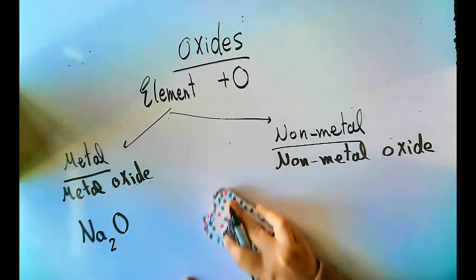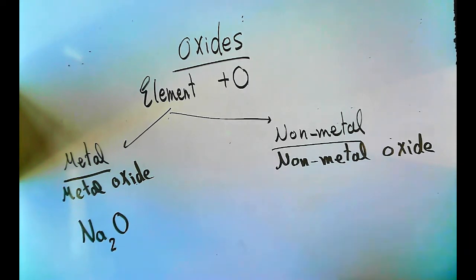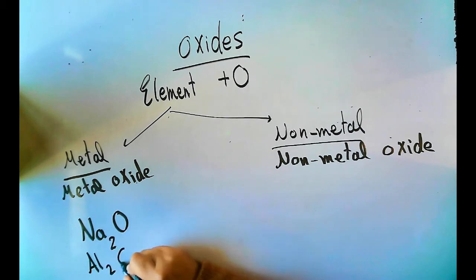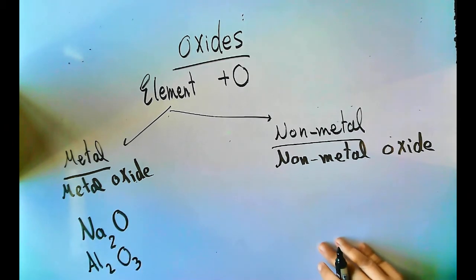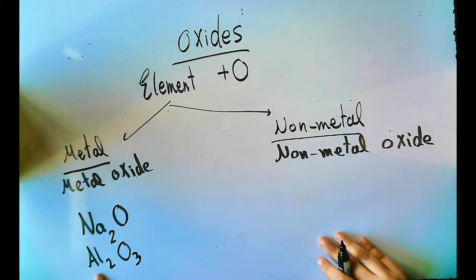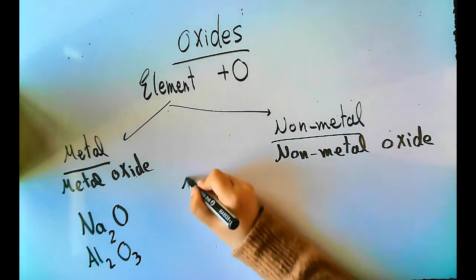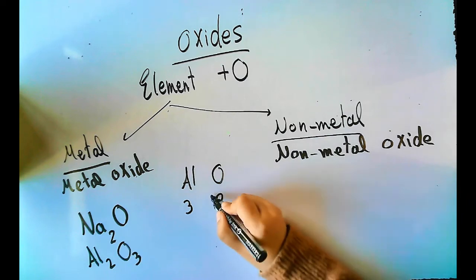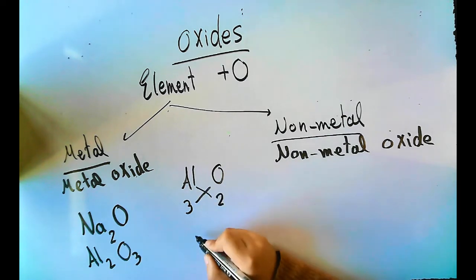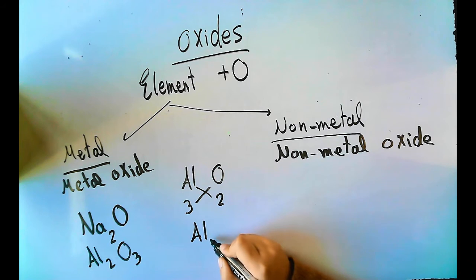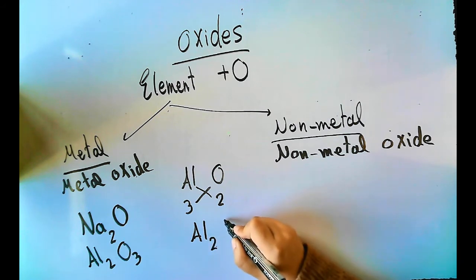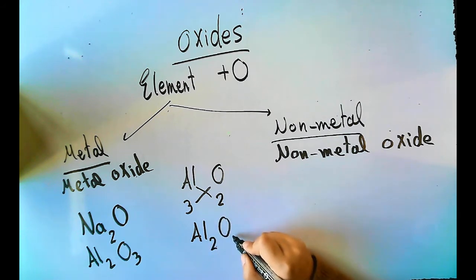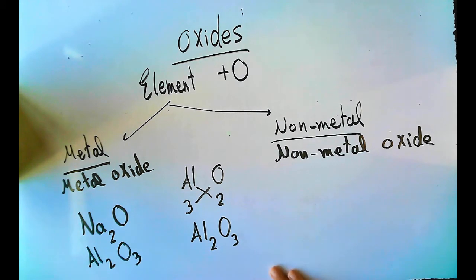Another example is aluminium oxide. Why did I write aluminium oxide like this? Aluminium's valency is 3. Oxygen's valency is 2. I will exchange them. Aluminium will take the valency of oxygen, which is 2, and oxygen will take the valency of aluminium, which is 3. So I will write aluminium oxide Al2O3.